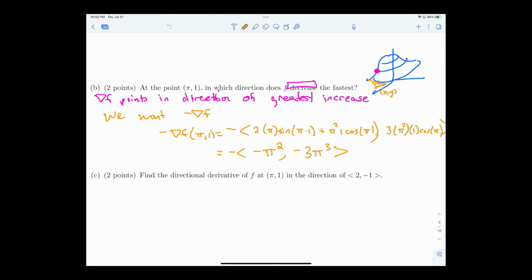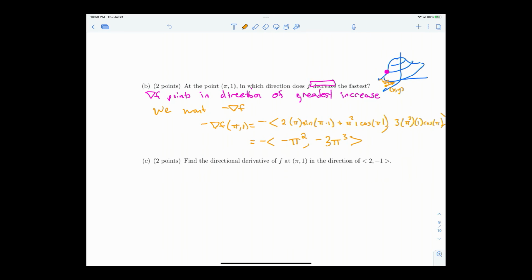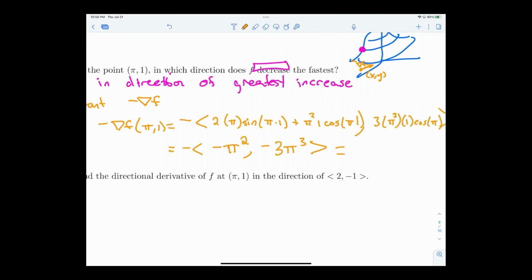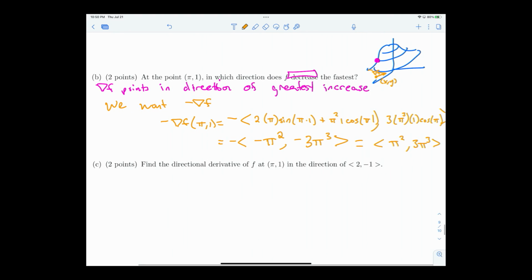Right, so that looks right, I think. So we have negative this, and they are both negative, so negatives will make them positive. So pi squared, 3 pi cubed. And that's going to be the direction, right? That's a direction. And that should be the direction where f decreases the fastest because we stuck the negative in front of the gradient.